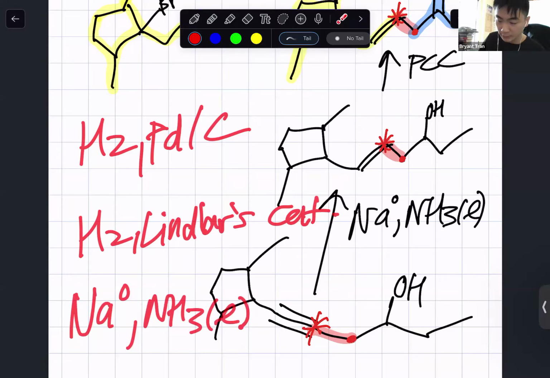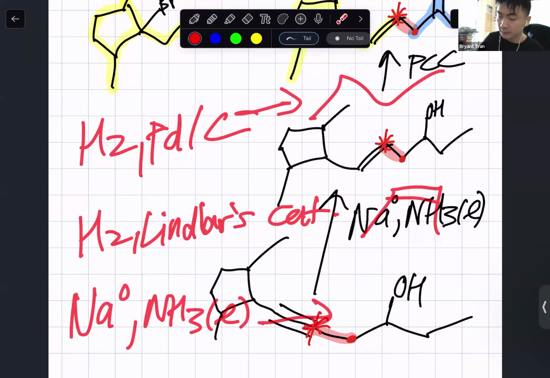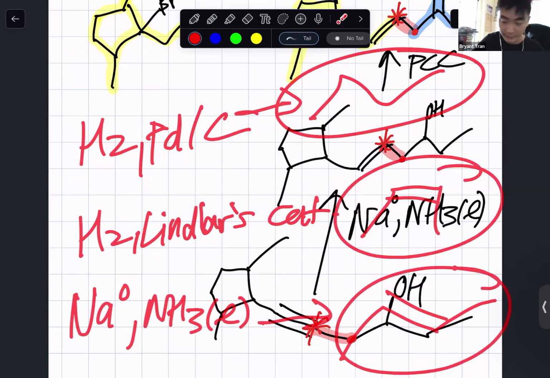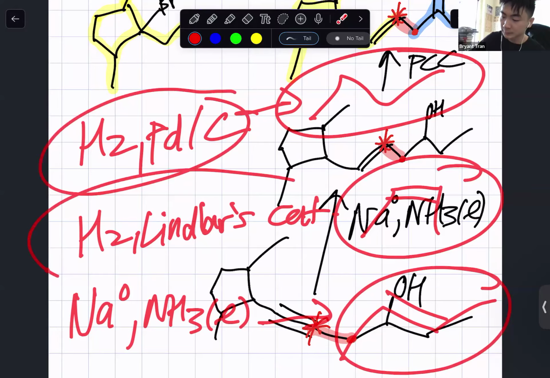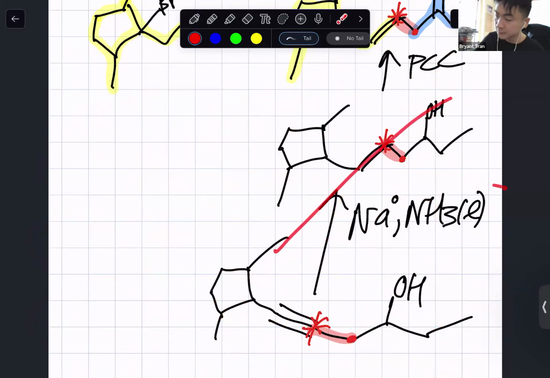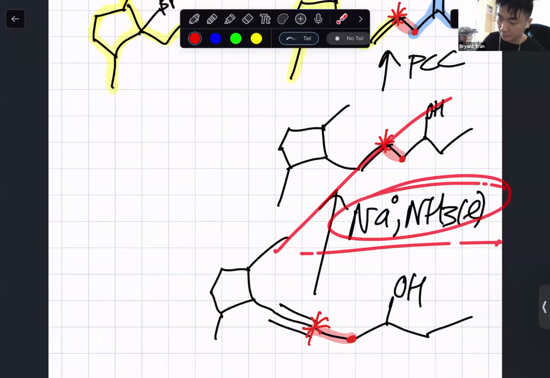If you're working with an internal alkyne, H2 Pd/C would fully reduce it into a single bond alkane. Lindlar's catalyst would make the cis alkene. Dissolving metal reduction would make the trans alkene. Depending on what you want in the synthesis product or intermediate, you would use a specific type of reducing agent. In this case, because we want a trans alkene, we're using this specific reagent here that would convert this alkyne into the trans alkene, like that.